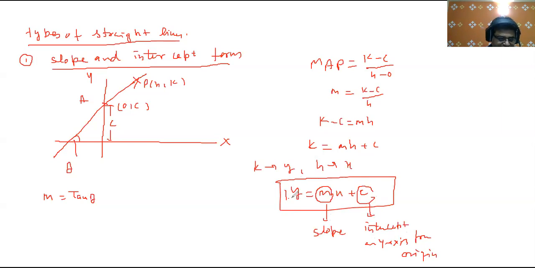We have to put the coefficient of y as 1. Then whatever the coefficient of x is there, it is the slope of the line, and here this will be the intercept on y-axis from the origin.